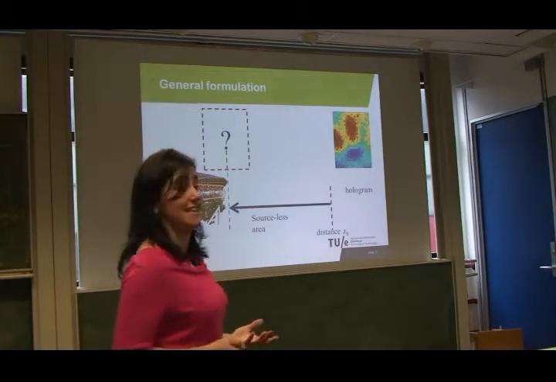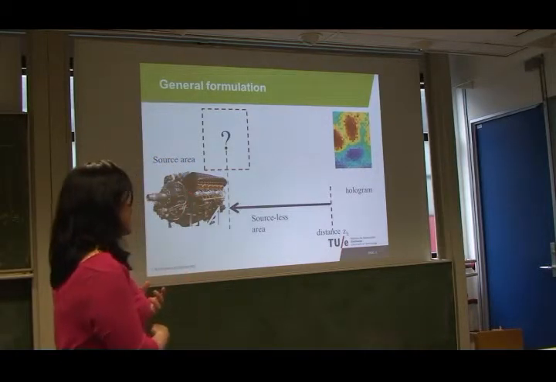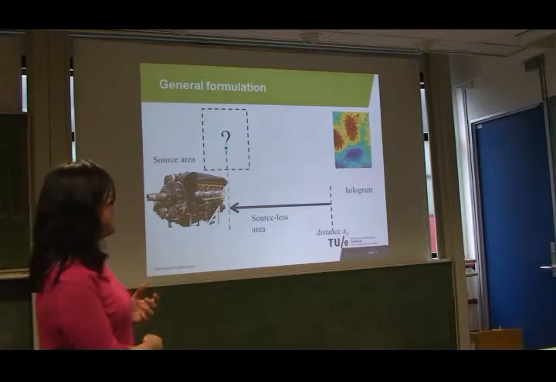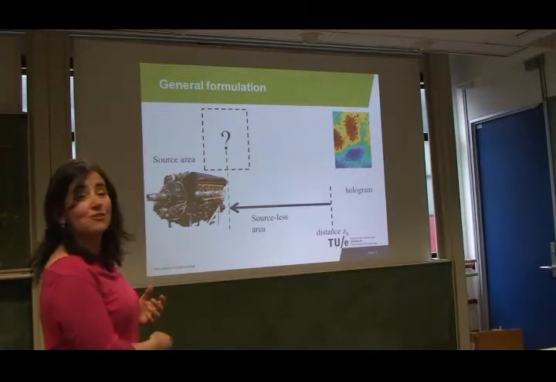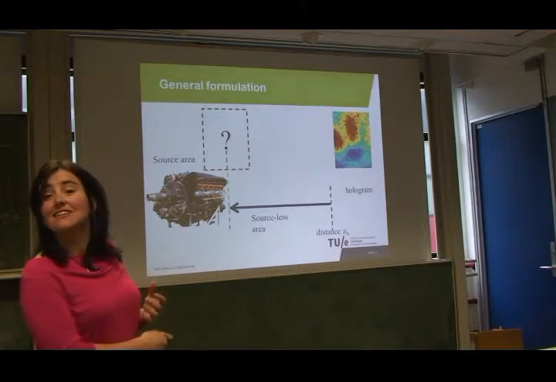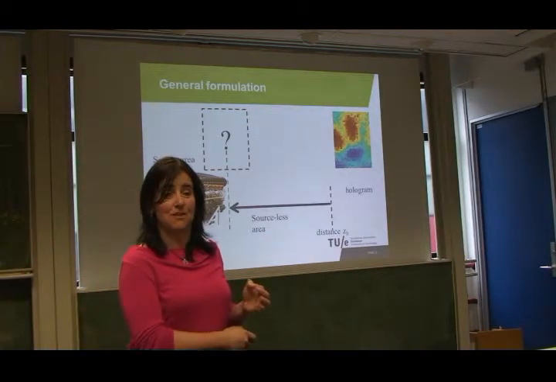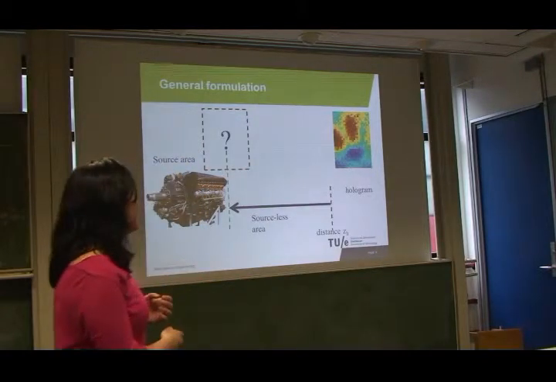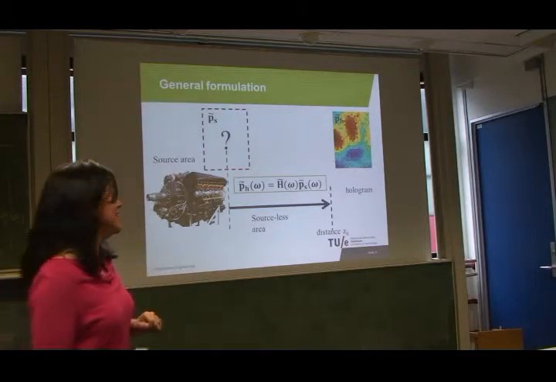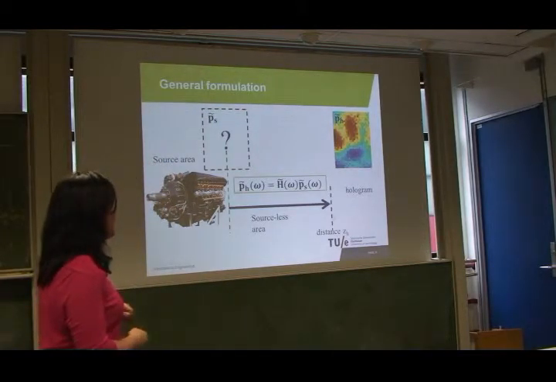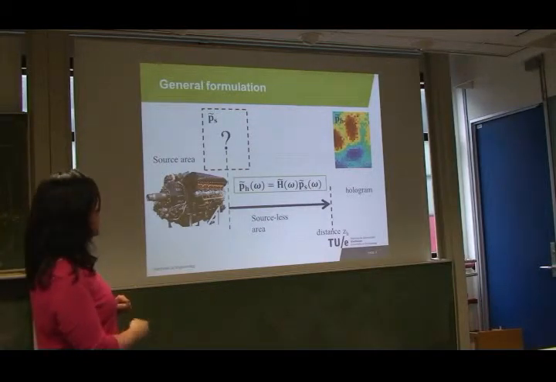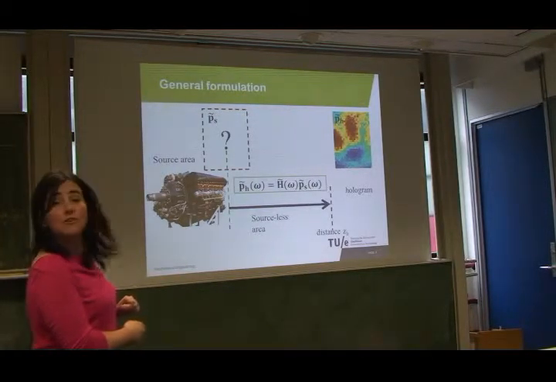So what is the general idea? As I said, we have a source, take an engine for example. We have a source-free region, and we have the hologram we measure, where you need to realize that each pixel is one microphone measurement. Given this information, we want to find the source. That's the situation. So the first thing we need is some relationship between the pressure at the source and the pressure at the hologram.